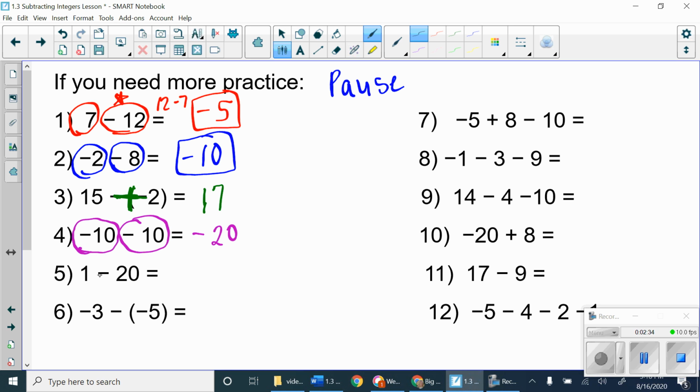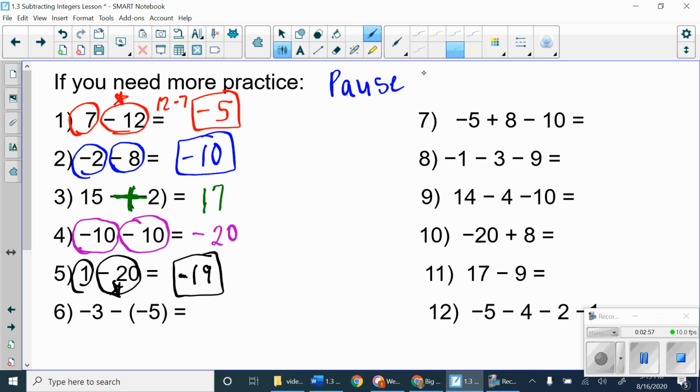1 minus 20, positive 1. Negative 20, hey, negative has more value, absolute value than 1. So it's the same thing as 20 minus 1, which is 19, but it's in the negatives because it has more negatives than it does positive. All right, let's look at number 6.